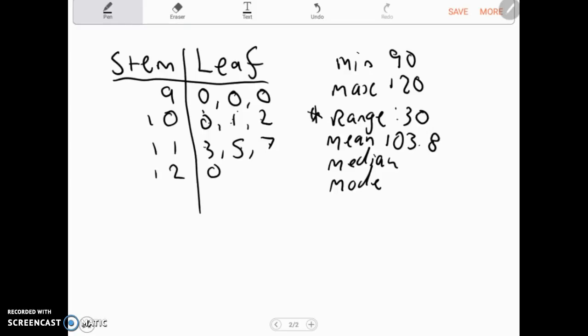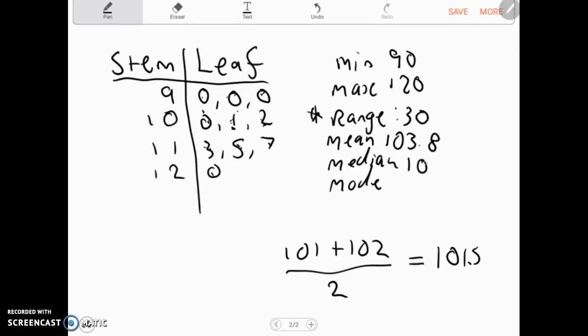The median, well, we've got 10 data points, we just figured that out. So we go 1, 2, 3, 4, 5, there's one. And 1, 2, 3, 4, 5, there's another one. So we've got 101 and 102 divided by 2 equals 101.5. So the median is 101.5. And the mode looks like it's 90. 90 appears 3 times. And there you go. So that is how to read and interpret a stem and leaf plot.